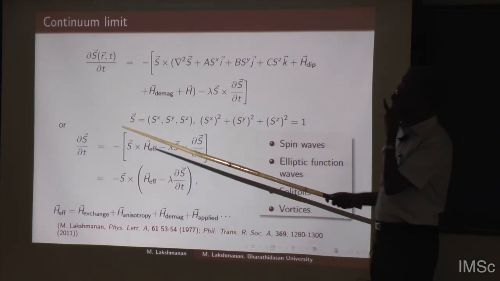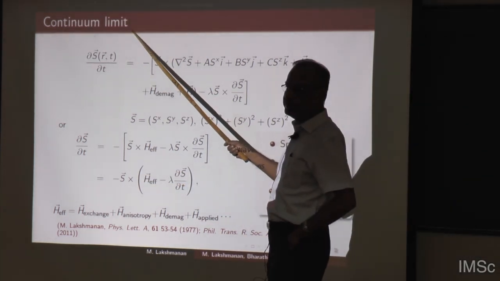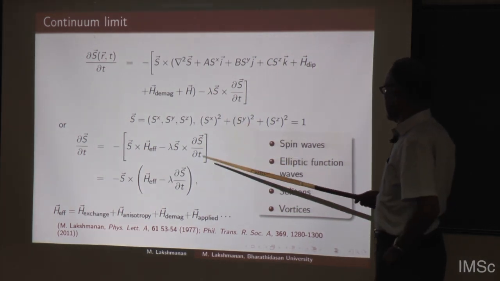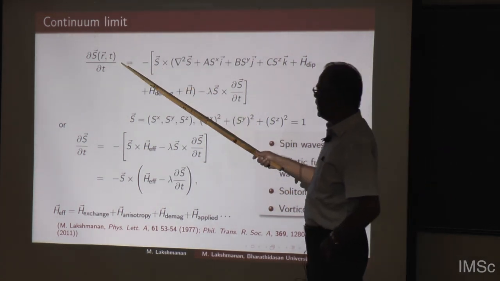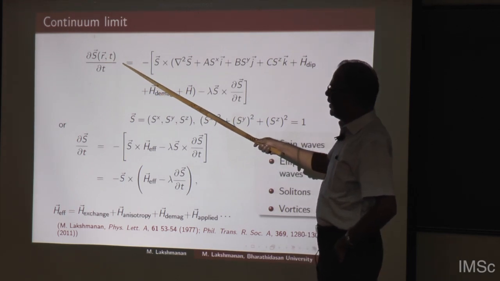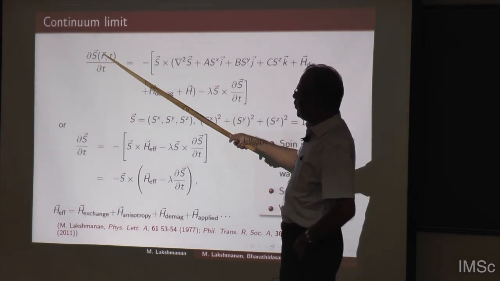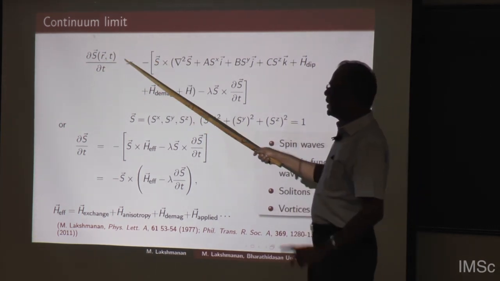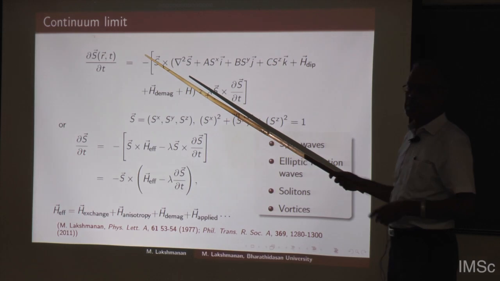In particular, if you go to the continuum limit, so that the nearest neighbors are close to each other, you can replace Si(t) by S of vector r and t. This vector r is the spatial coordinate x, y, z, whereas the spin itself has three components in the spin space.